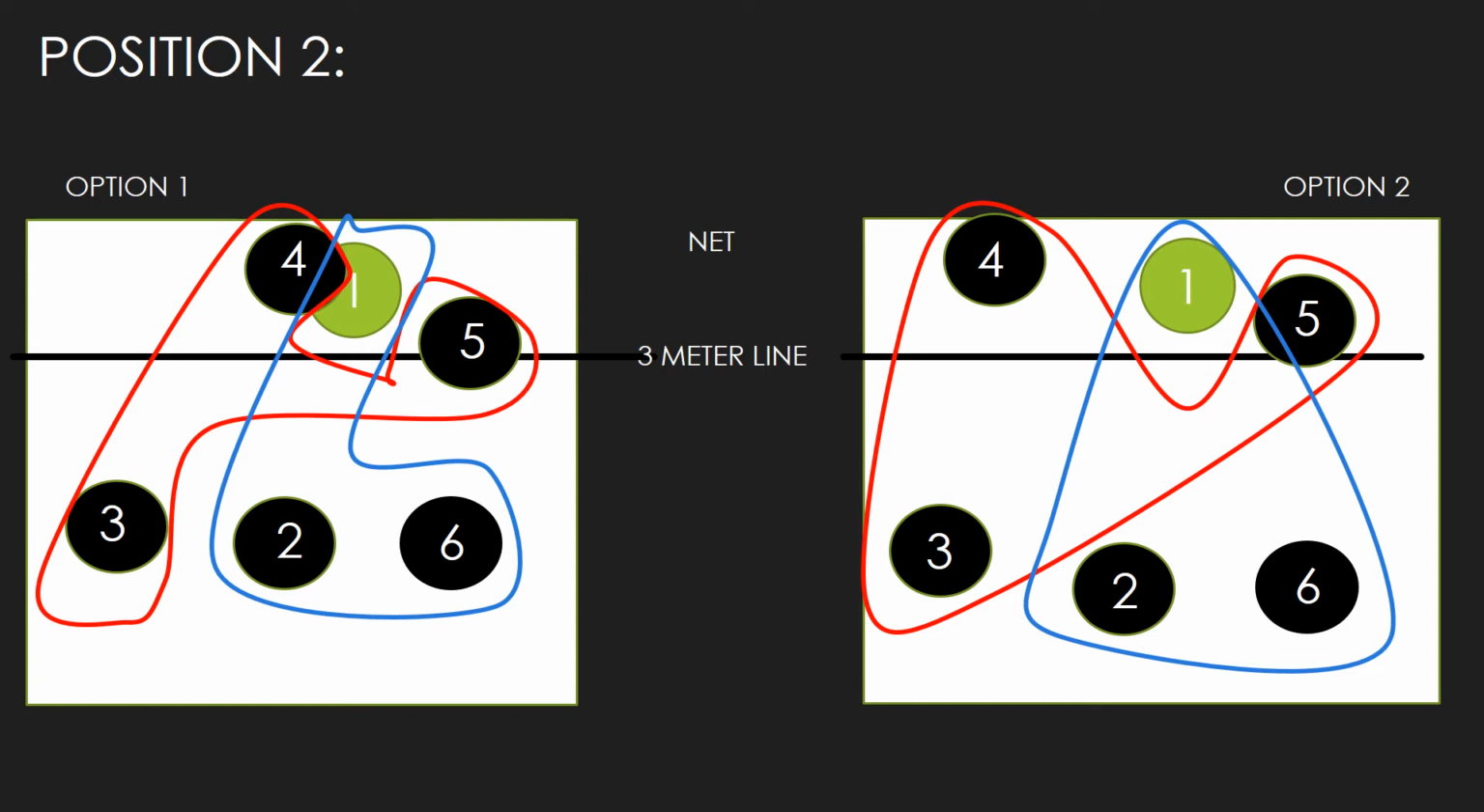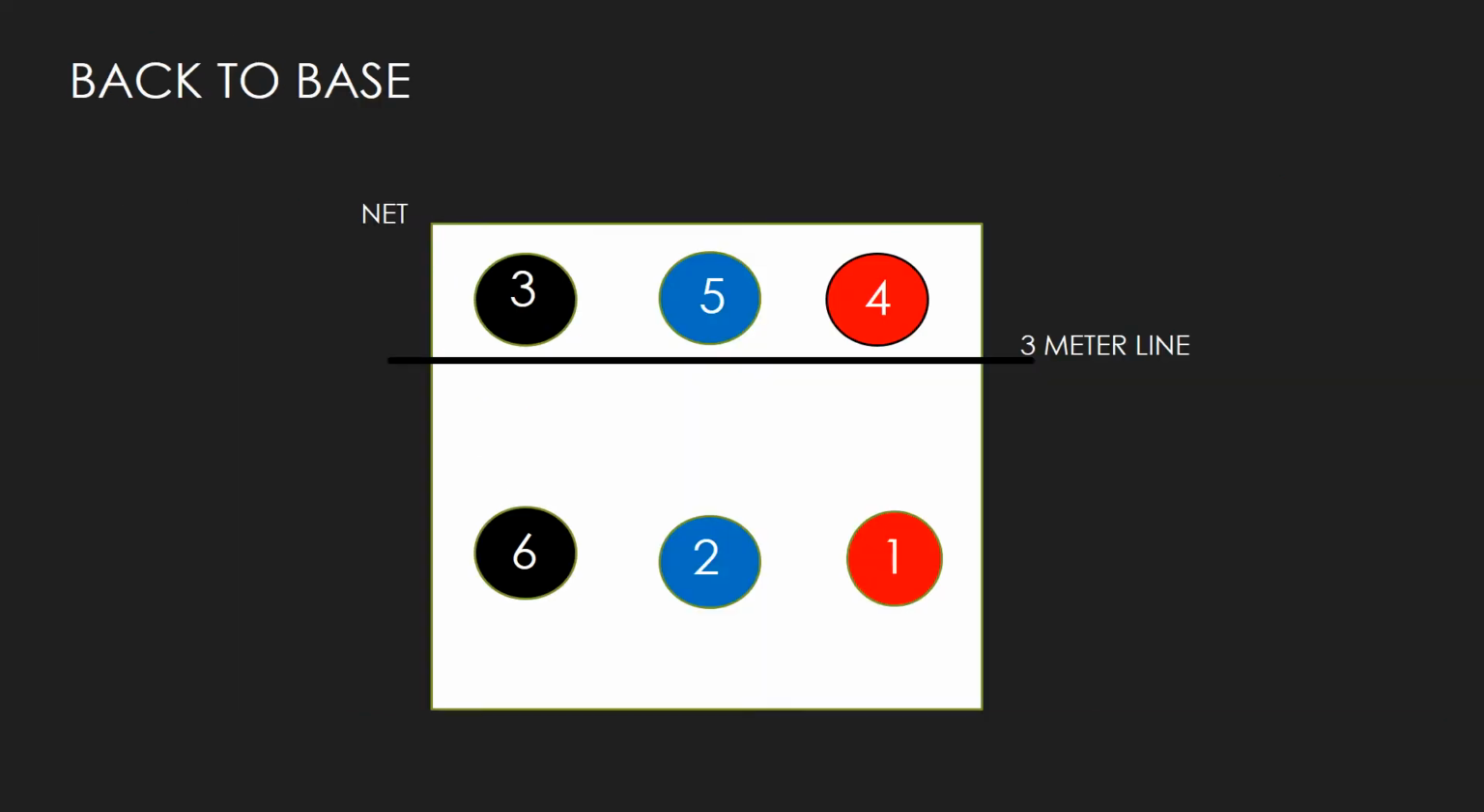So in this rotation, once the ball is served over the net, the setter receives the ball and sets the ball to their hitters, and once the ball goes over the net, returns to base. Now, if you looked at base from the last time and this one, now it's players 4, 5, and 3 who are in the front row, and 1, 2, and 6 who are now in the back.